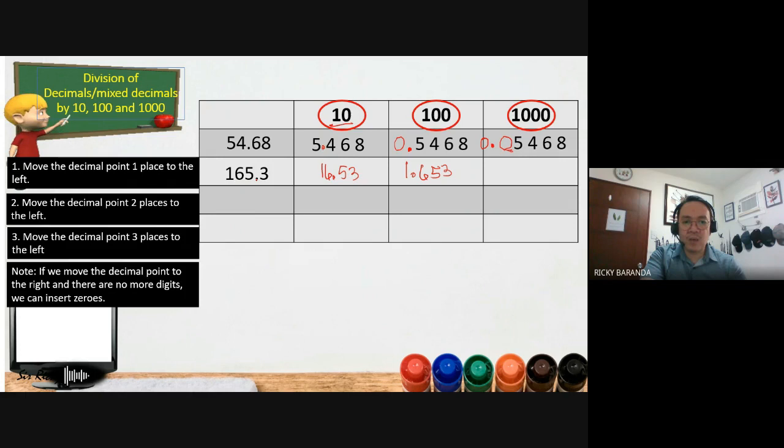Okay. So dito naman, kung tatlo, i-move natin siya ng tatlo. So move natin siya ng 1, 2, 3. So mapupunta dito. So 0.1653. To know na siya ay decimal number, we can write 0 here. Okay, so that's how we divide decimals and mixed decimals by tens and hundreds and thousands. So dito sa dalawang number, i-screenshot ninyo or i-copy, then you can solve that one. You can practice on that one. So I hope you learned something from our discussion.